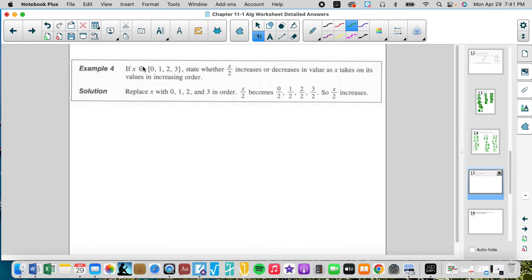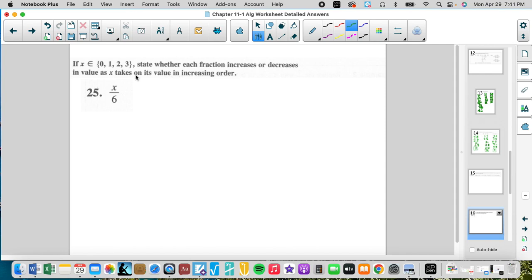If x is an element from the set of 0, 1, 2, and 3, state whether x over 2 increases or decreases the value as x takes on its values in increasing order. Replace x with 0, 1, 2, and 3. So x over 2 increases. Okay, I get it. That's going to be increasing. So you have 0/6, 1/6, 2/6, and 3/6. So this equals 0, this equals 1/6, this equals 1/3, and this equals 1/2. It is x over 6 increases.